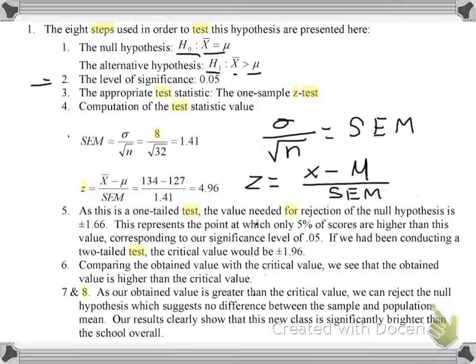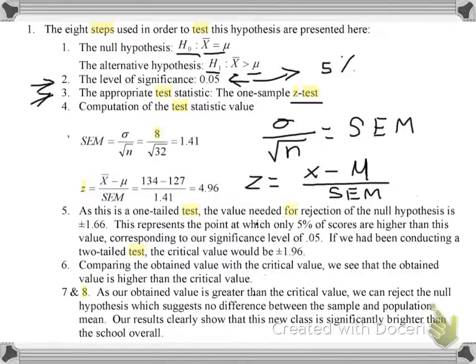In step number 2, we are going to set the level of risk, or the level of significance, or type 1 error. In our case, we are going to use 0.5, which we can also state as 5%. And we'll go into that a little bit further once we get going with the formulas in the video. Step 3. We're going to choose the appropriate test statistic, and in this case, we are going to be using the z-test.